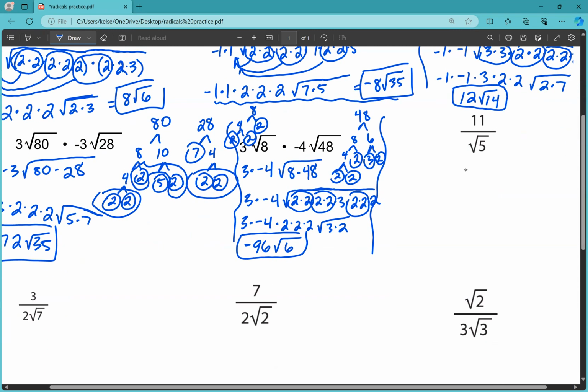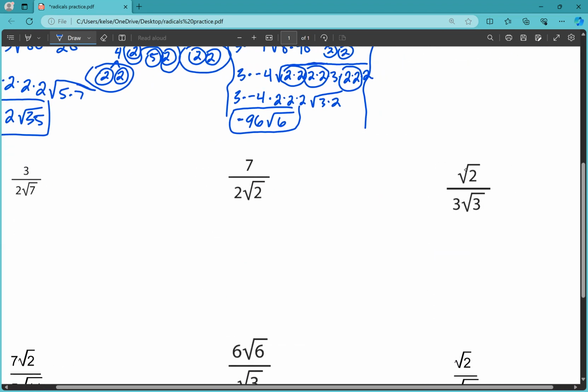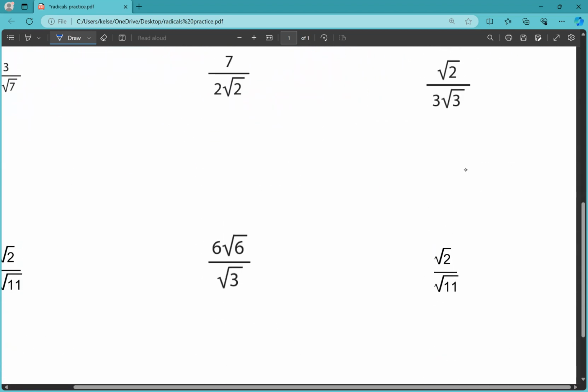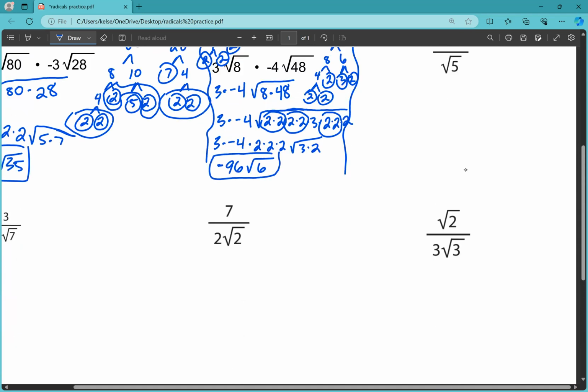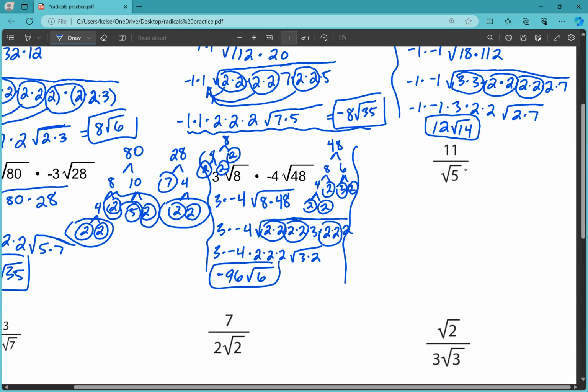So now the next problems that we have, they all have fractions. So it's either the result of division or they just gave it to us like this. So with these things, the problem that we have is that we don't like square roots to be in the bottom of our fractions. So we have to do what is called rationalizing the denominator.